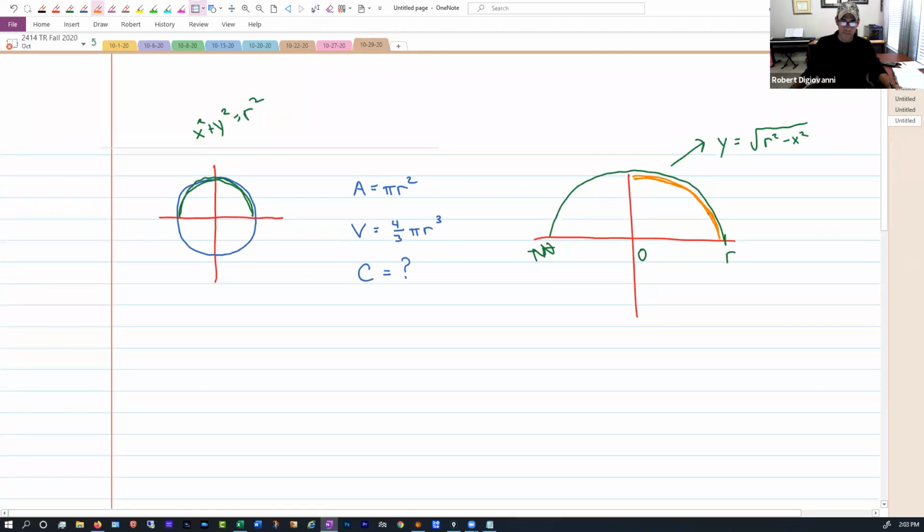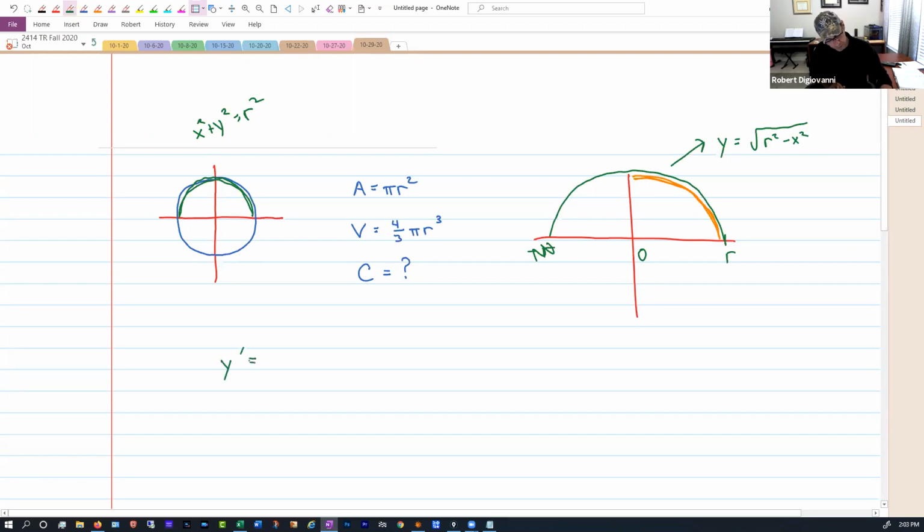You ready to do it? I'm not. Because we have to use the formula, which means we have to take the derivative of that, right? And then square it, and then add 1, and then take the square root of it and hope we can integrate it. All right, it is what it is.